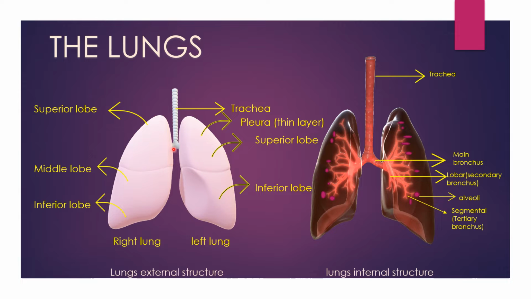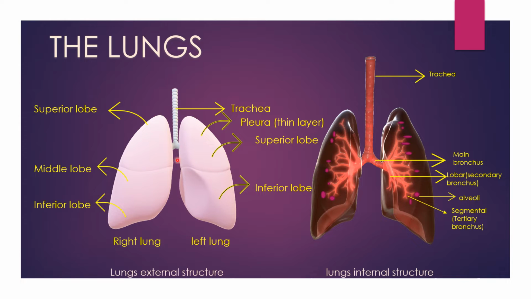First thing is lungs are pyramid shaped paired organs. You can see here these are pyramid shaped and these are paired organs. Two are there. So this is the right lung and this is your left lung. But these both lungs are connected with one pipe that is called trachea. Trachea is also known as windpipe.